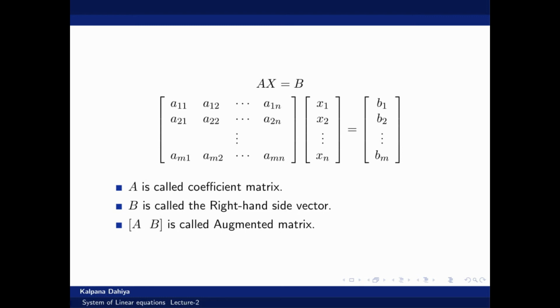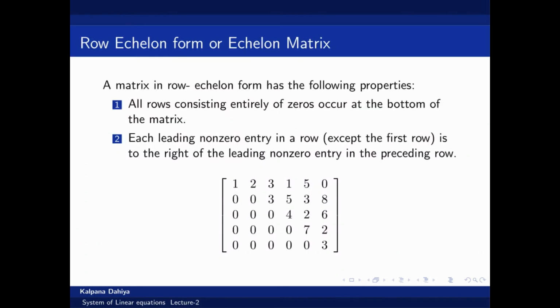Now these two matrices A and B can be represented by just one matrix, that is [A|B], which is called the augmented matrix. Definition of a row echelon form or echelon matrix. A matrix in row echelon form has the following properties. First, all rows consisting entirely of zeros occur at the bottom of the matrix. Second property, each leading non-zero entry in a row, except the first row, is to the right of the leading non-zero entry in the preceding row.